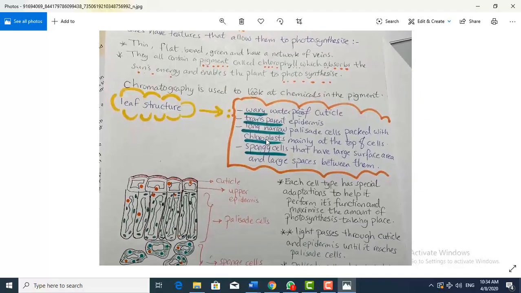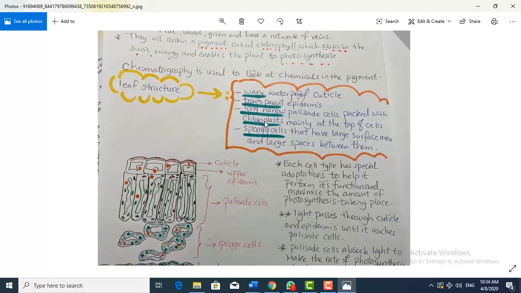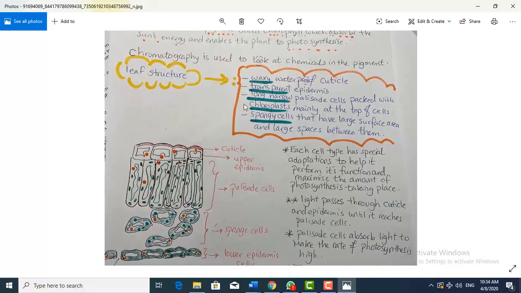So as long as it has chlorophyll, the leaf or the plant is able to photosynthesize. There is a method we use to look for chemicals in a pigment, which is called chromatography. So chromatography is used to look at the chemicals in the pigment. Let's check the leaf structure.